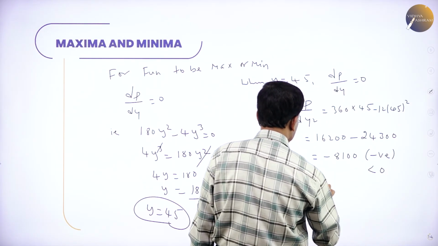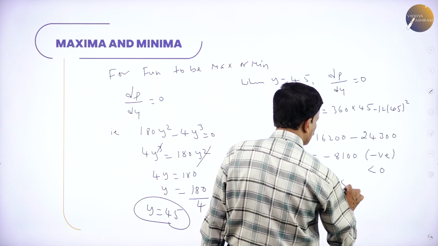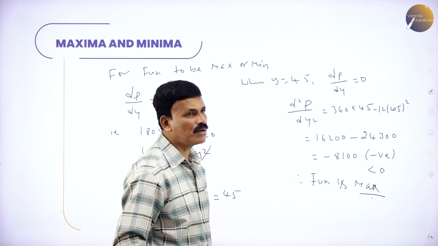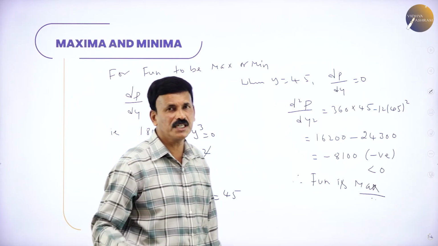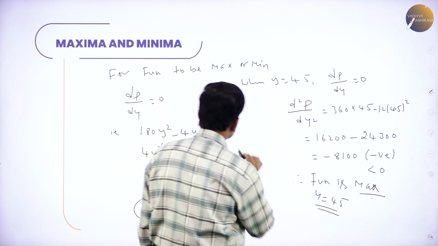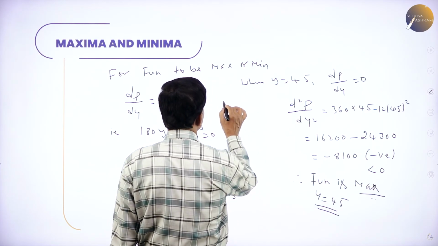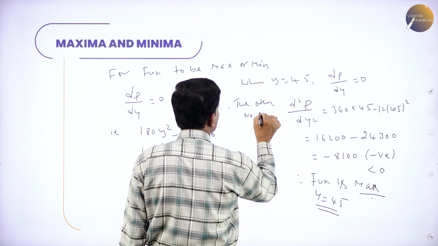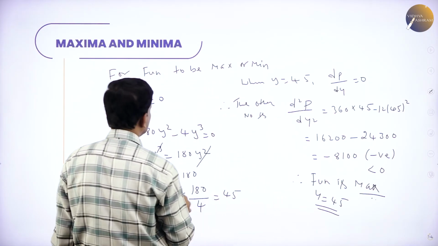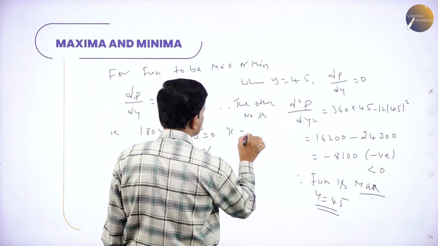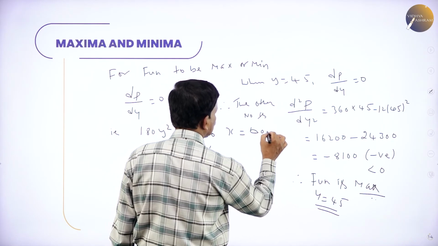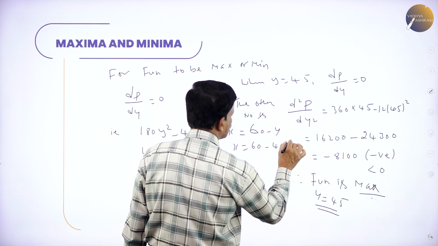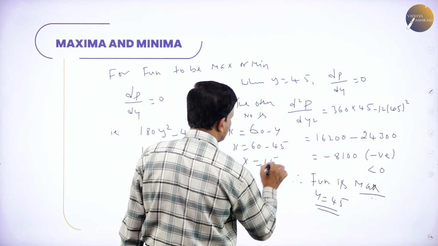Therefore, the function is maximum at y is equal to 45, by the second derivative test. Now, one number is 45. Therefore, the other number, substitute here. What is the value of x? x is equal to 60 minus y. That is, x is equal to 60 minus 45. x is equal to 15.